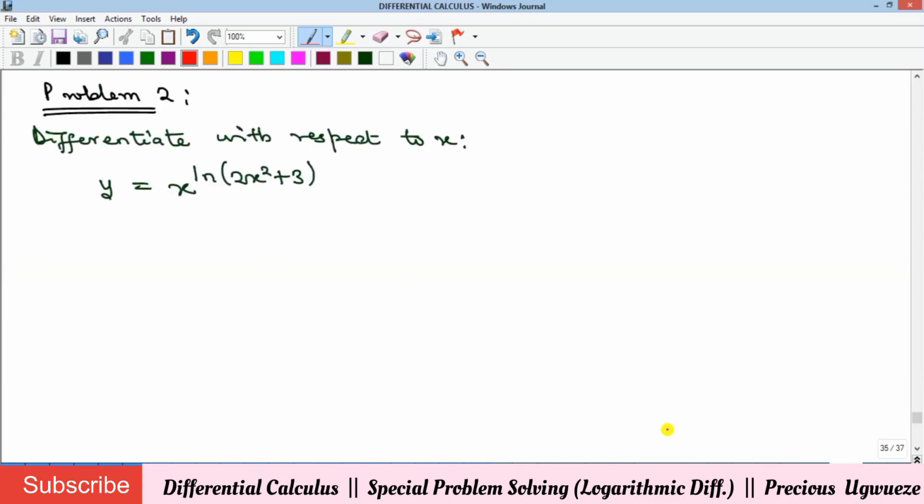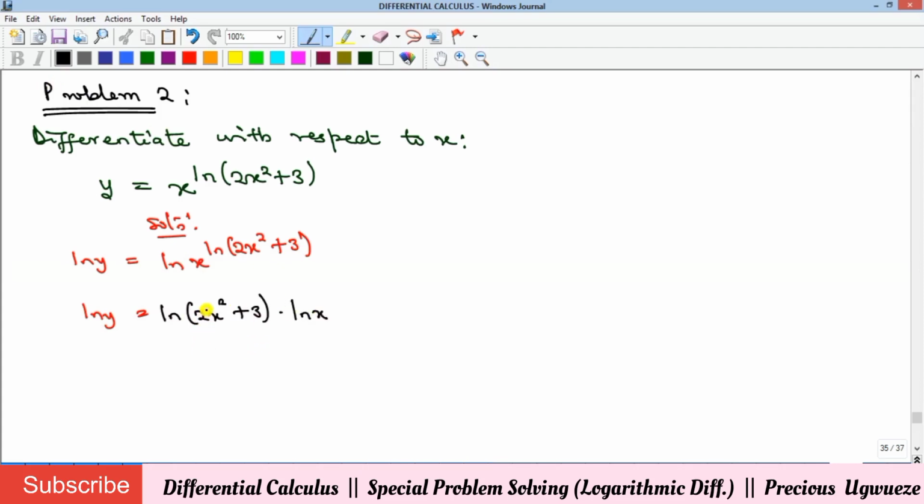All right, so let's look at problem 2. Problem 2 says we should also differentiate this, and so what are we going to do? We are going to start with the logarithm of both sides. So here we'll have the log of x raised to the power of ln of 2x squared plus 3, and then remember what will happen next. This power will come down, so we are going to have, okay, and so what do we have here now? A product. This is u, this is v.